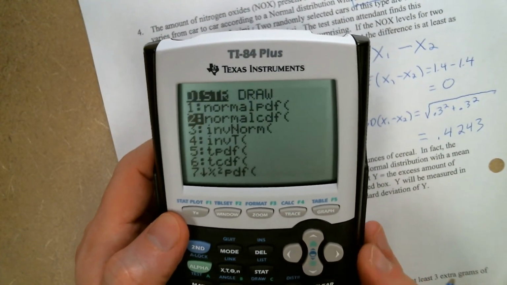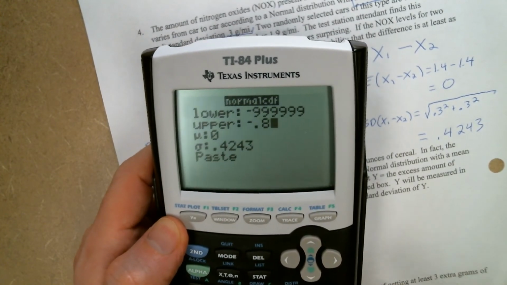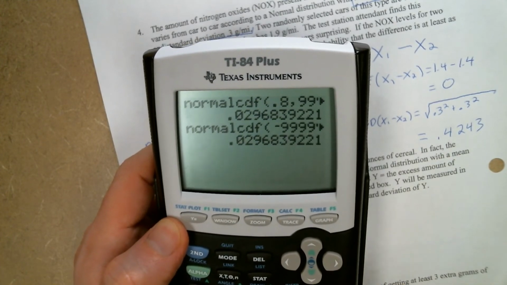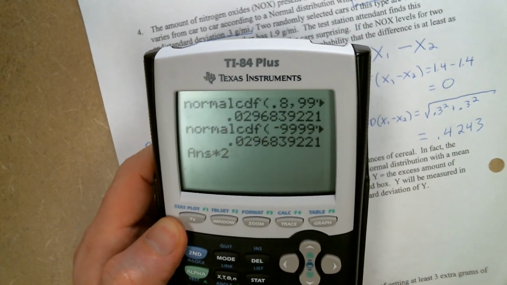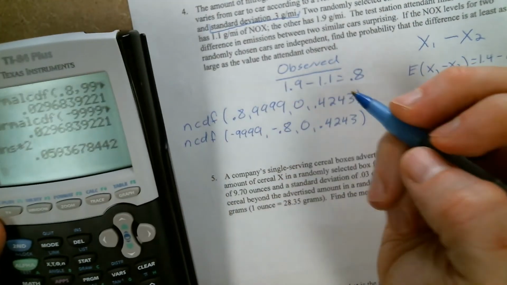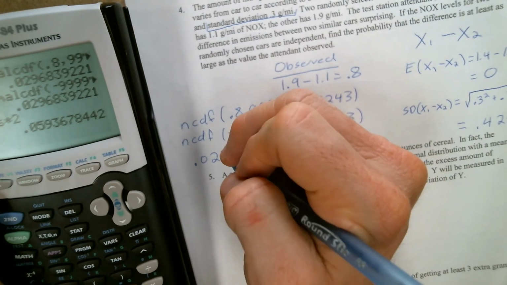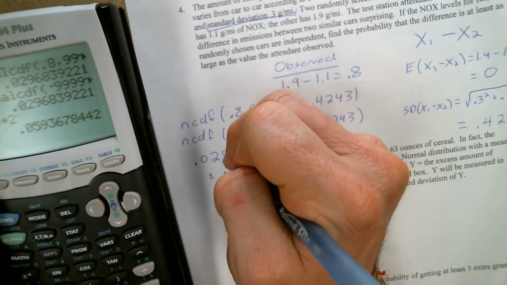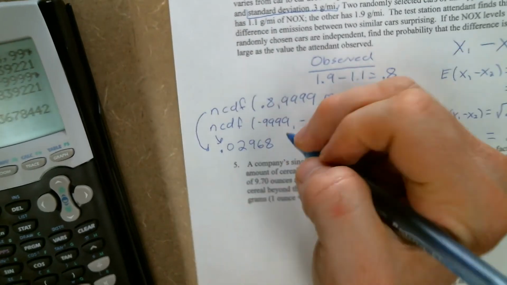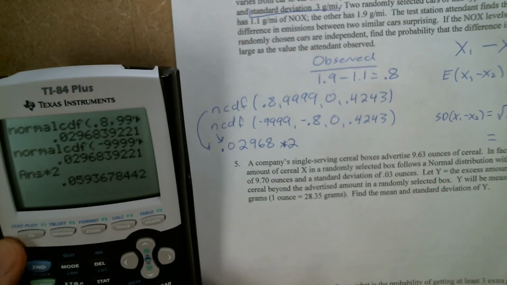Now, if I flip this around and go negative 9999 and negative 0.8 and keep the mean and the standard deviation, I'm going to get the same thing. So I can always just double those and get my final answer that way. So you basically end up with 0.02968, we'll say. All right, and that's both of these. So then if we multiply that by 2, we can get our final answer.